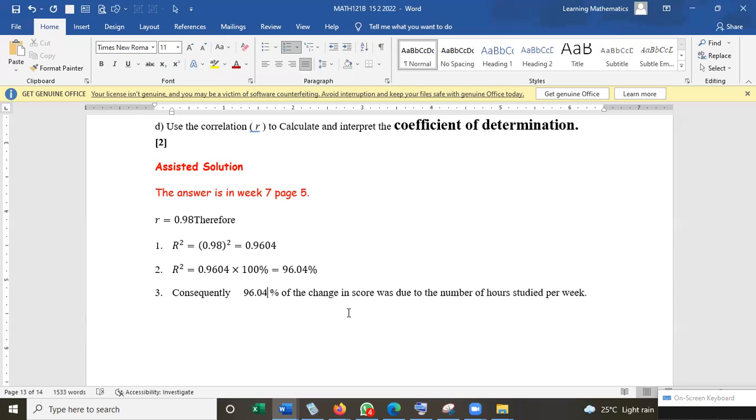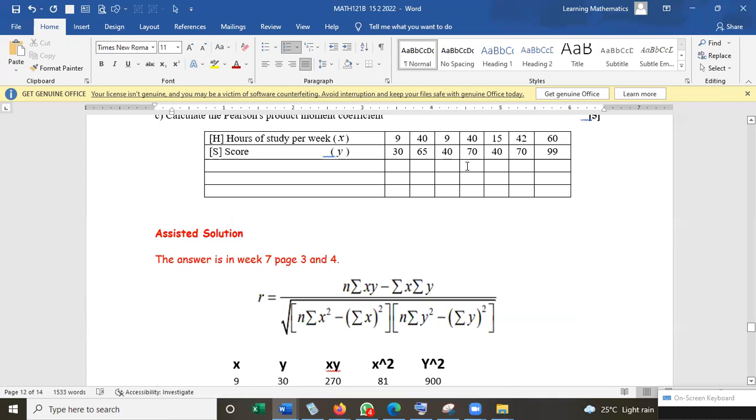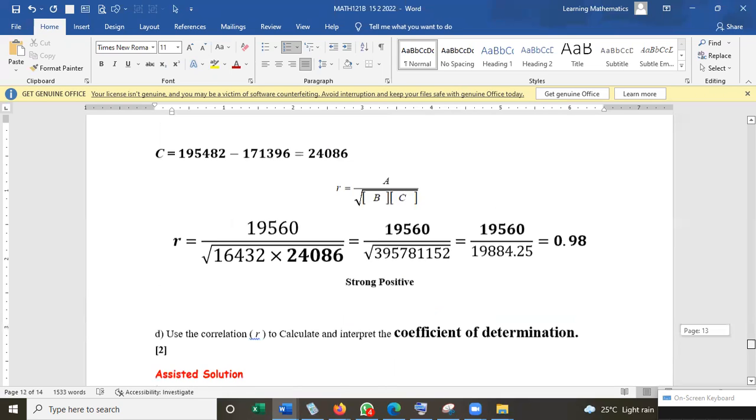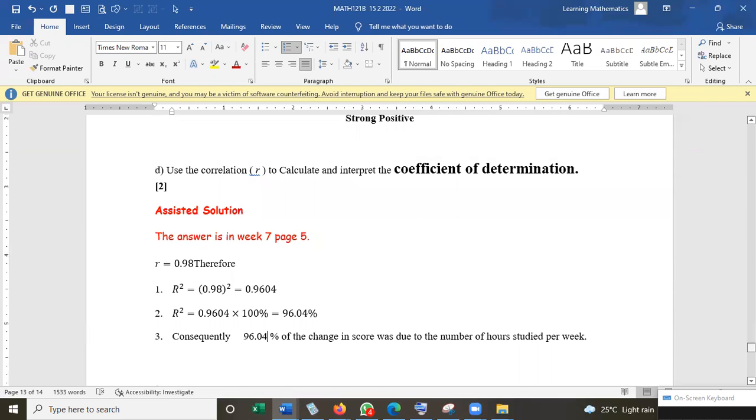Pretend that these values were collected from a survey. According to these numbers, whenever the score varies, 96% of that variation is due to hours of study. That is the culprit, the factor influencing that variation. Very strong variation according to this data.